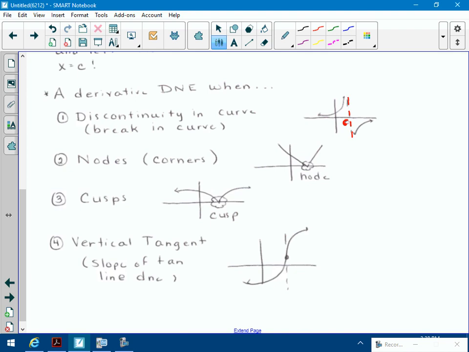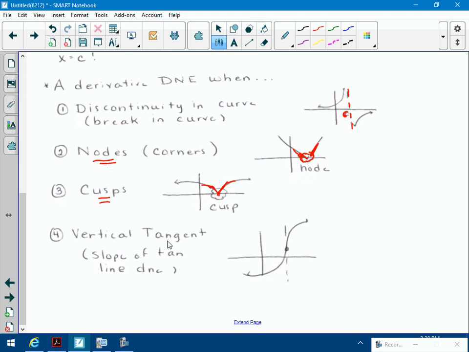The second place is called a node, which is more commonly referred to as a corner. And that's like the absolute value function. You saw the derivative from the left equaled negative 1, the derivative from the right equaled positive 1. So the left-hand derivative didn't equal the right-hand limit, so the limit did not exist, meaning the derivative did not exist. Cusps are similar to nodes, but they're curved. But the same idea happens. So the limit of the derivative from this side is not going to equal the limit of the derivative from that side, so the derivative does not exist.